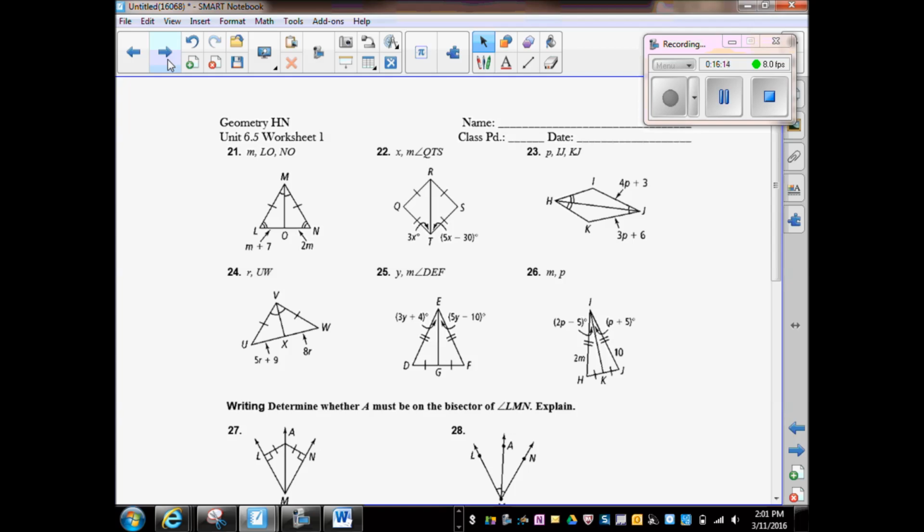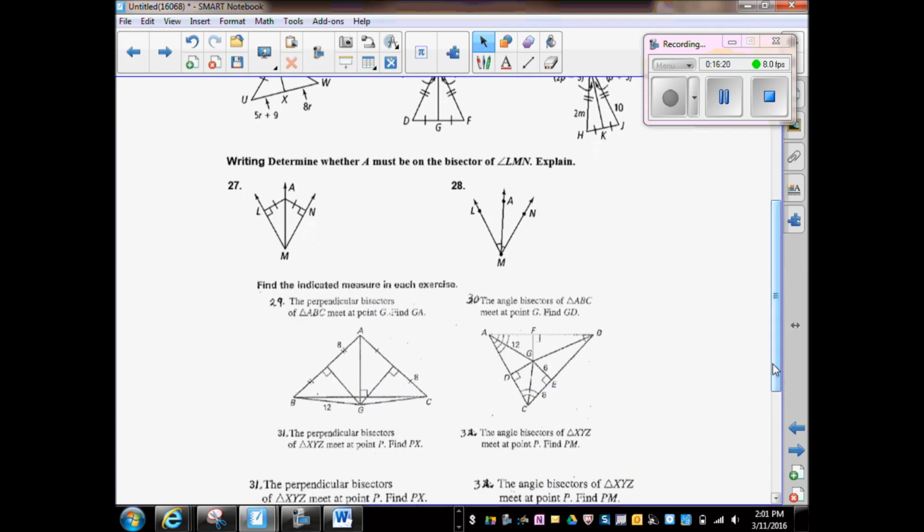Alright, now we're on to number 27, 28. So you have to decide if A is on the bisector of the angle. Remember, your angle bisector theorem tells us that any point that lies on your angle bisector is equidistant from the sides. Alright, so number 27, Eric. Is it an angle bisector? Or is it on an angle bisector? I said there wasn't enough.